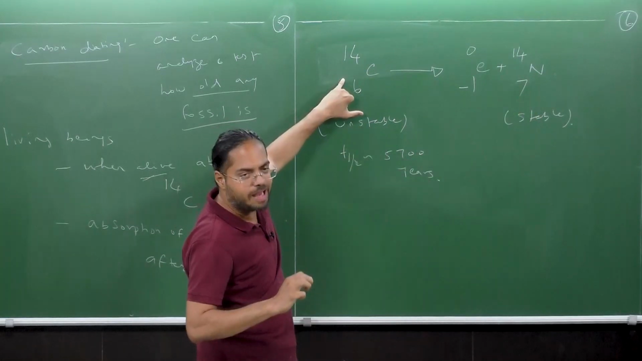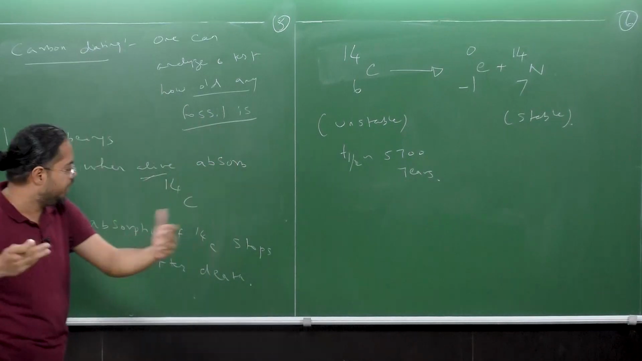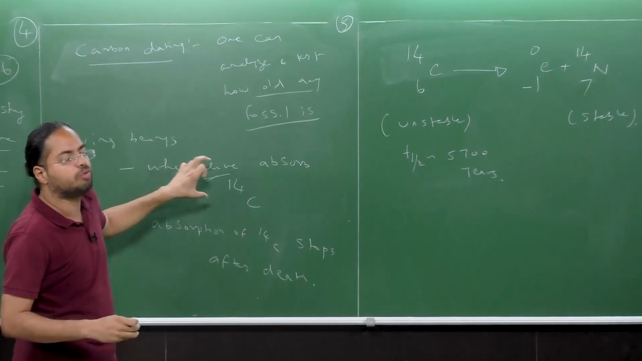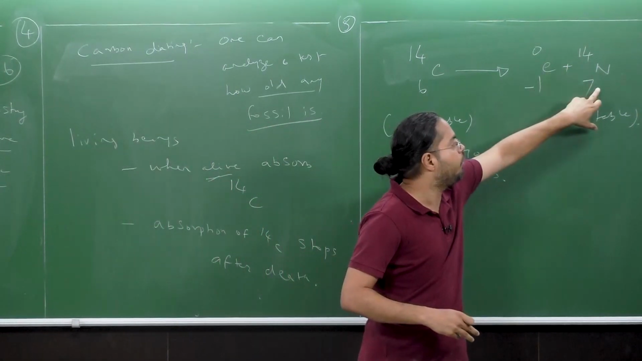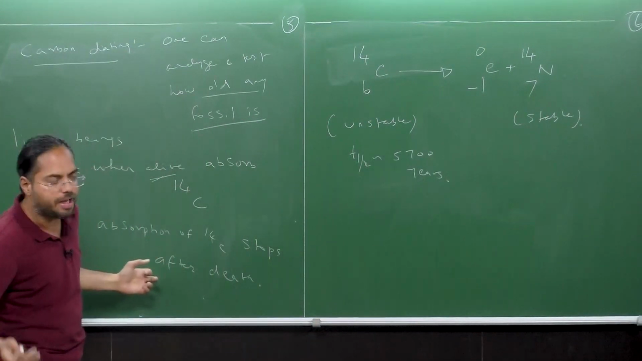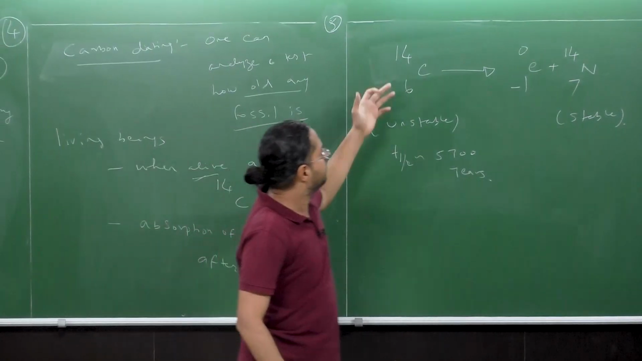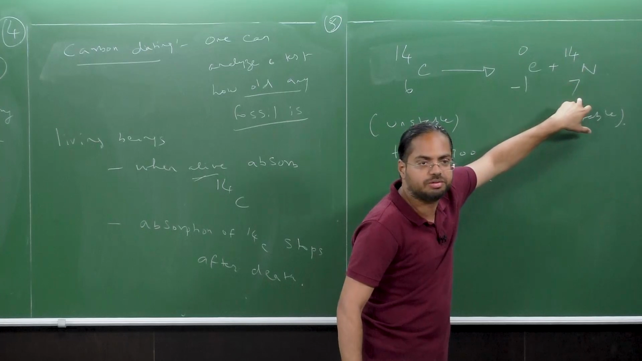While this happens, consider a being. As long as it's alive, it constantly absorbs 14 carbon, which of course is always becoming transformed into 14 nitrogen. But by the time some entity dies, a once living entity dies, then you no longer absorb 14 carbon, but instead everything becomes 14 nitrogen.